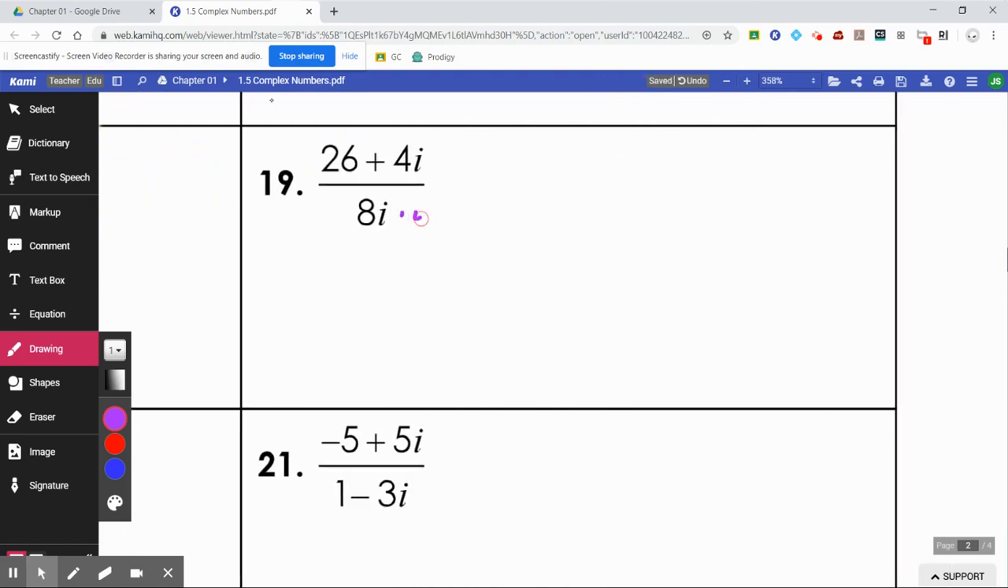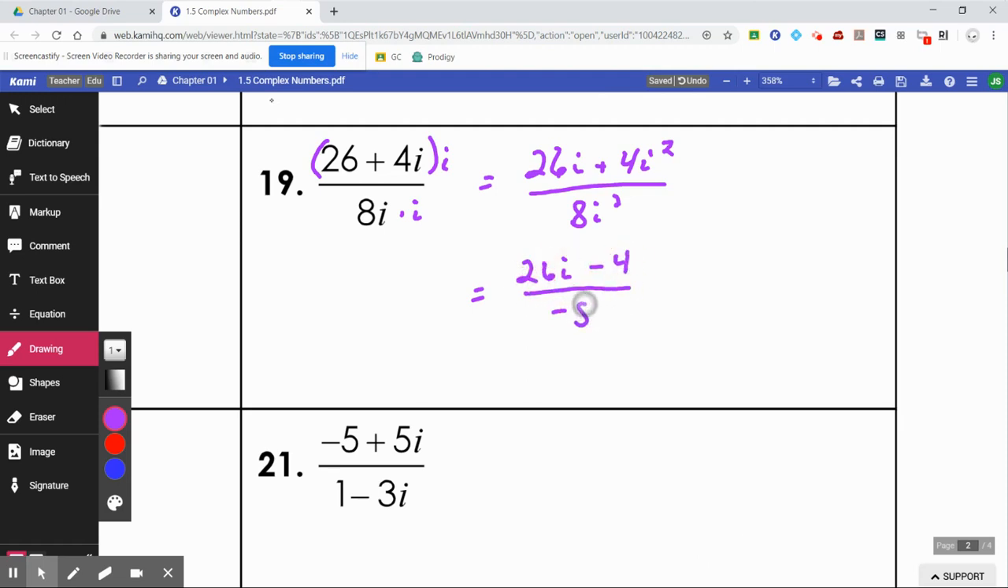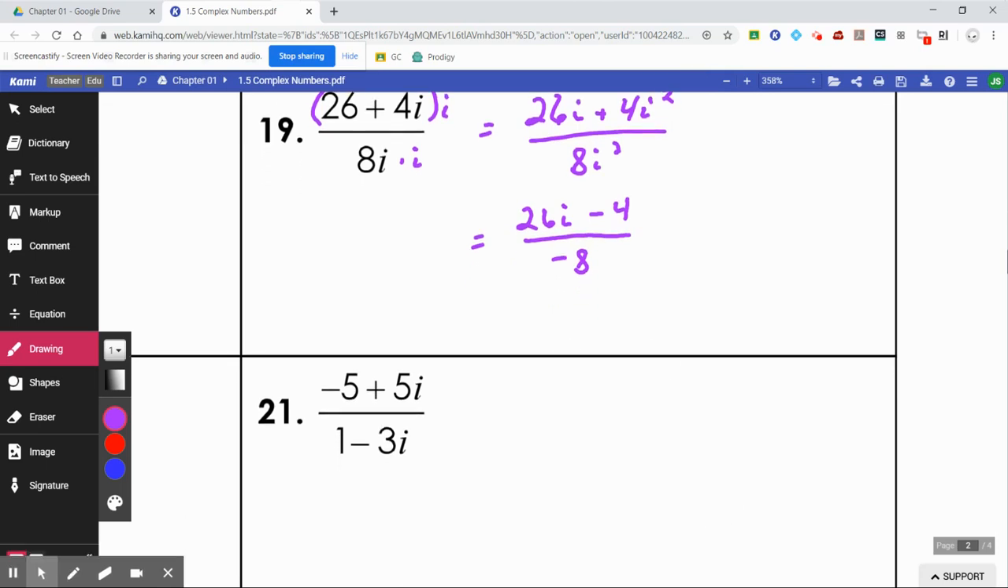To get this i off bottom, again, just multiply top and bottom by the square root of -1. Top turns into 26i plus 4i squared. The bottom turns into 8i squared. So everywhere you have an i squared, let's put a -1. So the top is now 26i minus 4, and the bottom is -8. Okay, now let's actually reduce this, because all three of these values are divisible by 2. So we can write that as 13i minus 2 over -4.